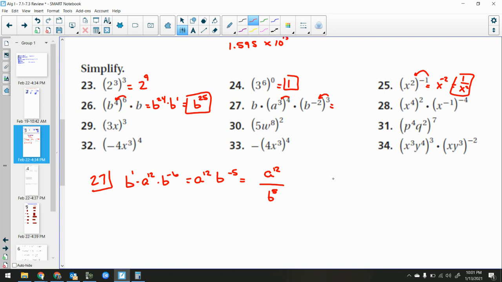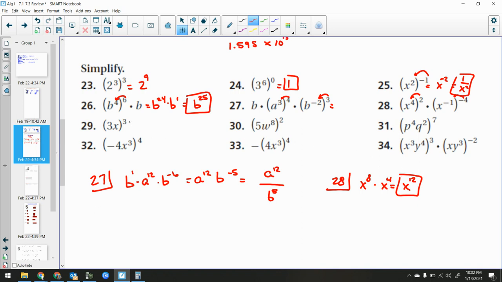Number 28. Looks like I've got power to a power, so it would be x to the 8th. And then I multiply in here as well, x to the negative 1st to the negative 4th. That'd be like saying x to the positive 4th power. Negative 1 times negative 4 is positive 4. So add them together, x to the 12th power.